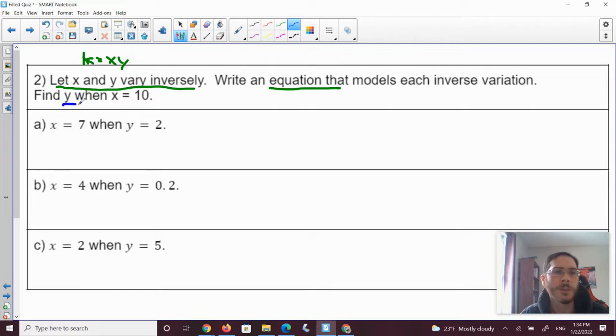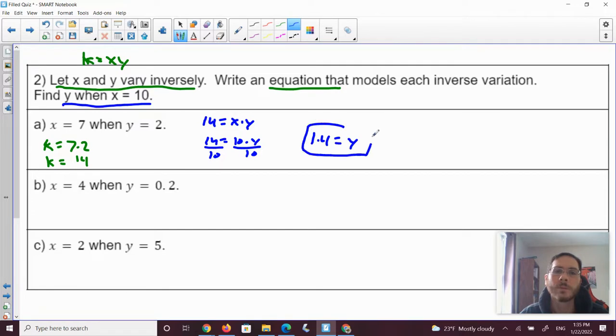And then find y when x equals 10. So again, that seems just like the chart, except instead of a big chart, they're just telling us to find it whenever x is 10. So shouldn't be too bad. Let's do it. We know that k equals xy for all of these. So I can say k equals 7 times 2, x times y, k is 14. So now that I know 14 equals x times y, I can plug in 10 for x. 14 equals 10 times y. Divide both sides by 10 and get 1.4 equals y. So there we go. Not too bad.